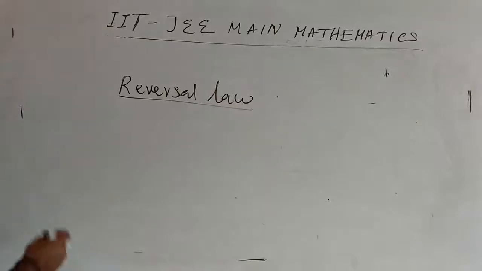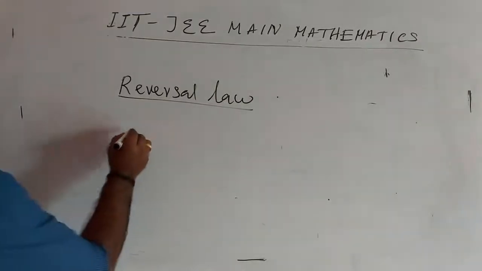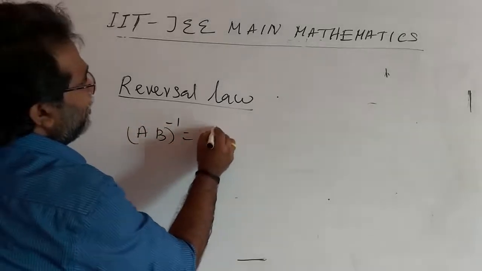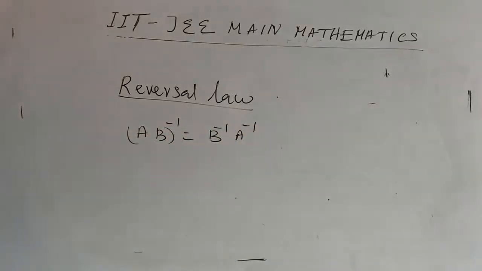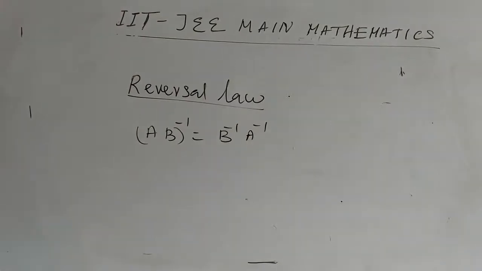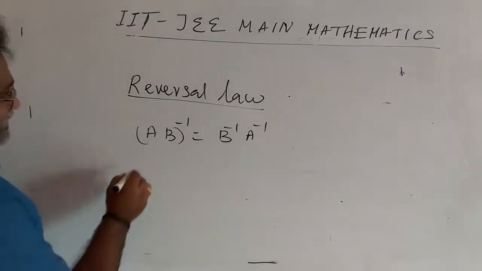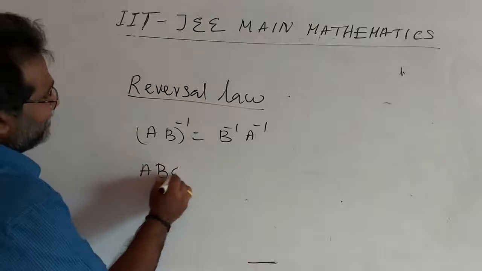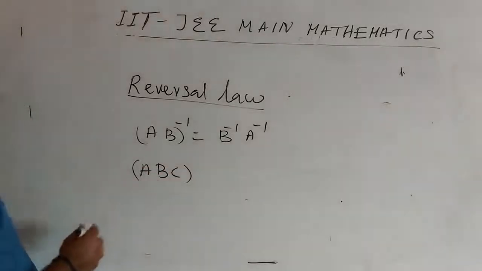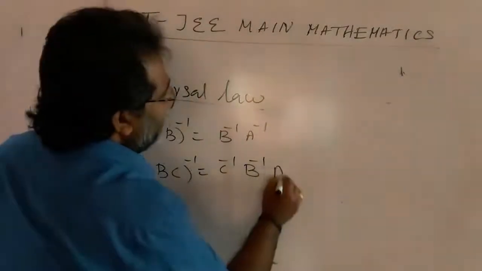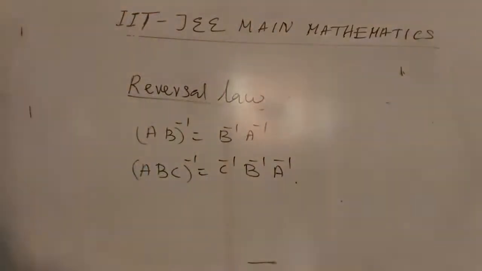Reversal law. If A and B are two non-singular matrices, AB inverse equal to B inverse into A inverse. If A, B, C are three non-singular matrices of same order, ABC inverse equal to C inverse into B inverse into A inverse.